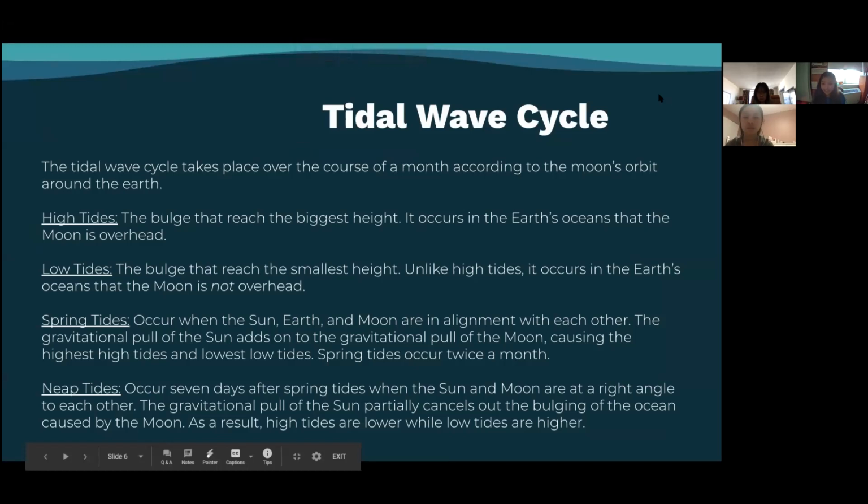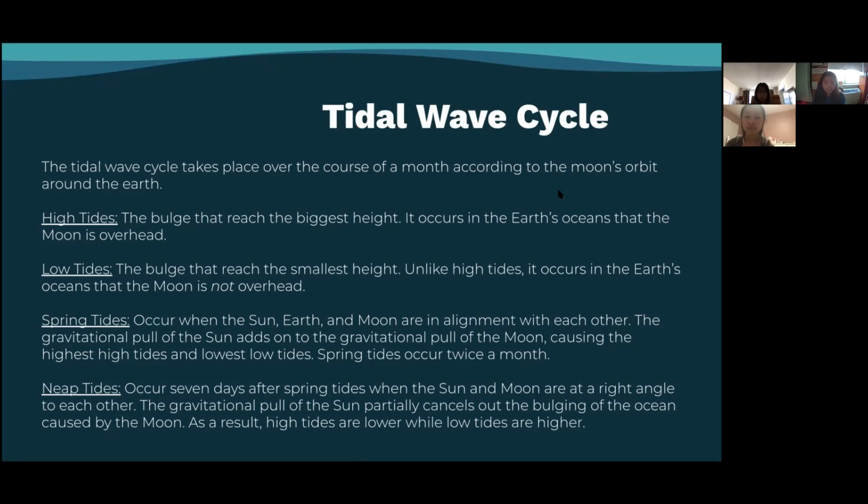So the tidal wave has a cycle, and it takes place over the course of a month according to the moon's orbit around the Earth. So the high tides, the areas where it was higher, the bulge that has reached the highest height, occurs in the Earth's oceans that the moon is overhead. And in the low tides, it's the opposite. It's when the bulge has reached the smallest height. And unlike the high tides, it occurs in the Earth's ocean so that the moon is not overhead.